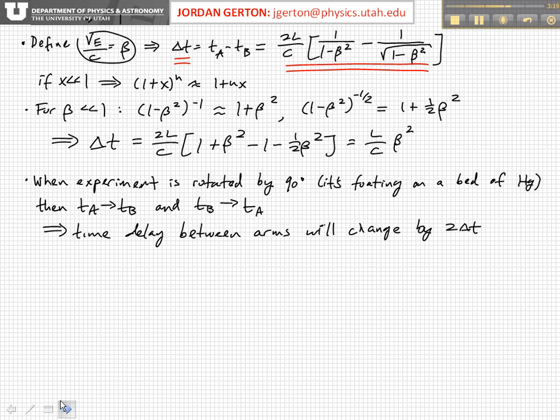And so what they did was that they measured this time difference delta t, and they then rotated the interferometer by 90 degrees so that TA went to TB and TB went to TA, and then they compared those two things, and so the time delay between the arms will change by 2 delta t when they do that. And that gives them a little bit more precision because they have effectively increased the time delay by a factor of 2 that they can measure, so that increases their precision by a factor of 2.